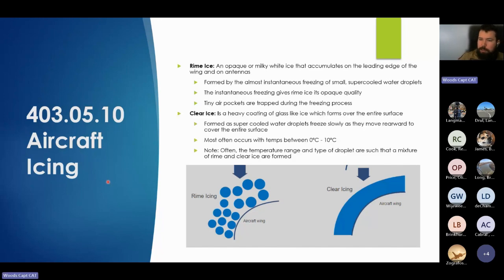The alternative is clear ice, which happens as the water droplets freeze a little more slowly. Water droplets appear on the plane, spread out a little bit, and then gradually freeze to make a solid, thick layer of clear, transparent ice. These are the two more severe types of icing that we usually get in flight. Sometimes we get a mix of both, sometimes just one or the other. Rime ice is the slightly opaque, irregular type of ice. Clear ice is the clear, regular layer of ice.